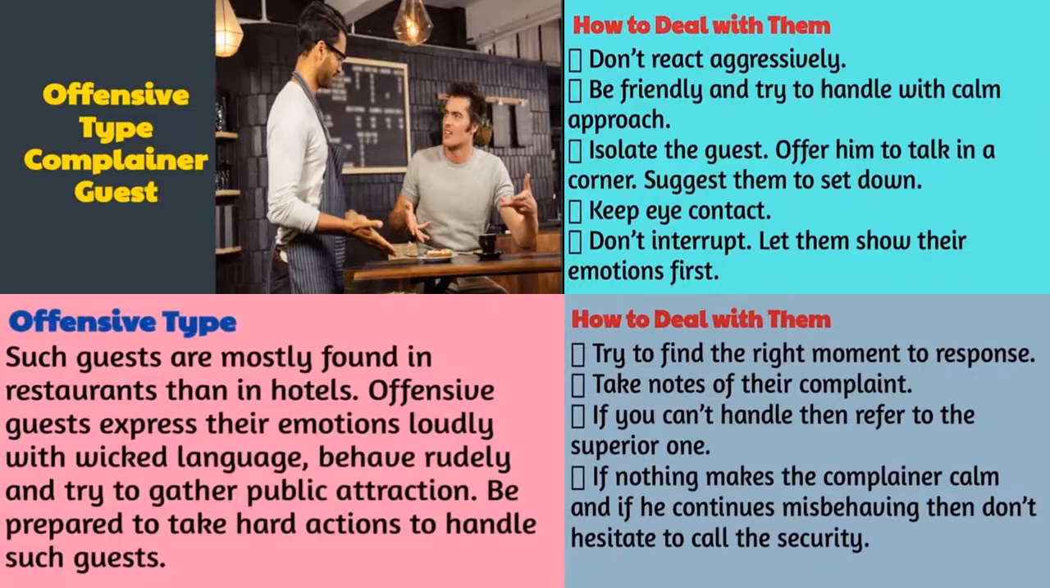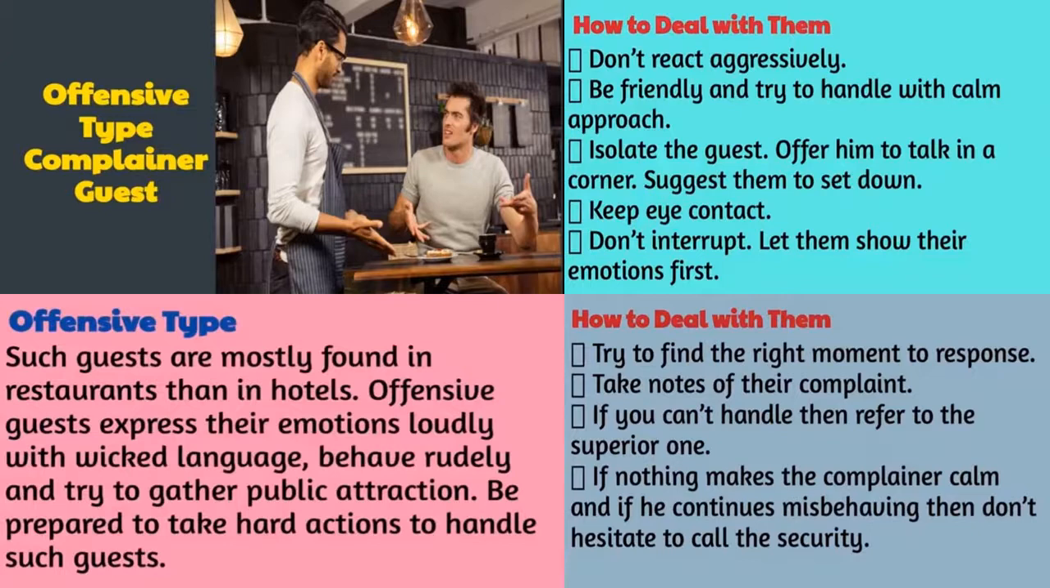Keep eye contact, and finally, don't interrupt. Let them show their emotions first. As you know, aggressive, offensive people hate being interrupted. So let them finish their talk. How to deal with them again? Try to find the right moment to respond.